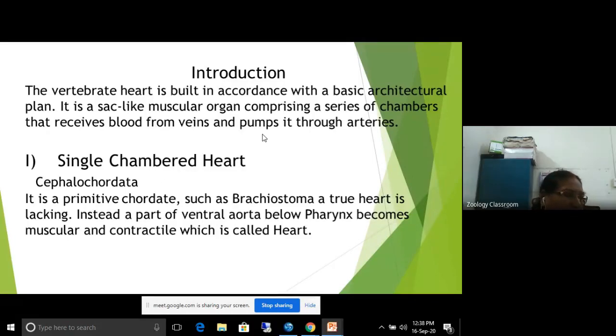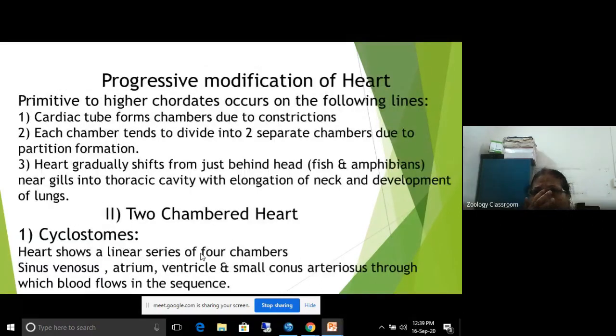So there are types of heart: single-chambered, two-chambered, three-chambered, and four-chambered heart. In some protochordates, or primitive chordates, there is a single-chambered heart. For example, in the cephalochordata, such as Branchiostoma or amphioxus, a true heart is absent. Instead, a part of the ventral aorta below the pharynx becomes muscular and contractile, which is called a heart. So a true heart is absent; only a muscular contractile part is called a heart.